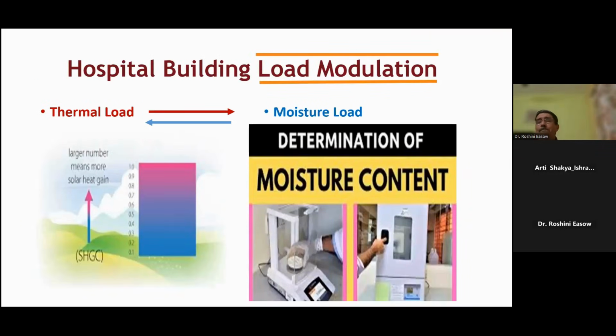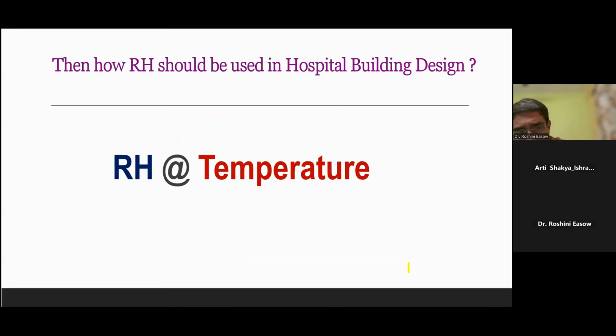The most important thing coming is hospital building load modulation. Why are we using this word, modulation? The cooling load and the heating load are together called, in general, the thermal load, and in addition comes the moisture load. When we have to modulate the building thermal load and the moisture load, it is called load modulation. It's a very big subject, and it's also very complex how to incorporate moisture load in the thermal load. We'll discuss this.